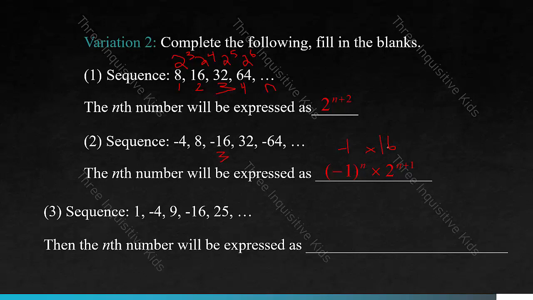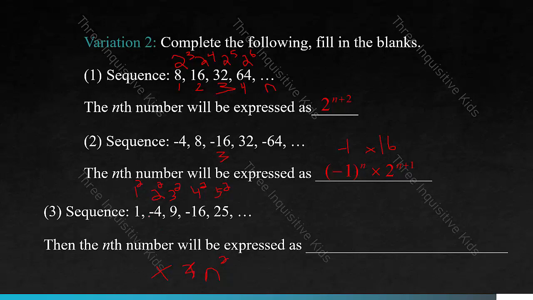Our third sequence is 1, -4, 9, -16, and 25, and so on. Let's see if we can find a pattern here. Here we have 1 squared, which equals 1. The absolute value of -4 is 2 squared. The absolute value of 9 is 3 squared. The absolute value of 16 is 4 squared. And the absolute value of 25 is 5 squared. Right now we're only caring about the absolute values here. Something times n to the 2nd power, but that's the absolute value.